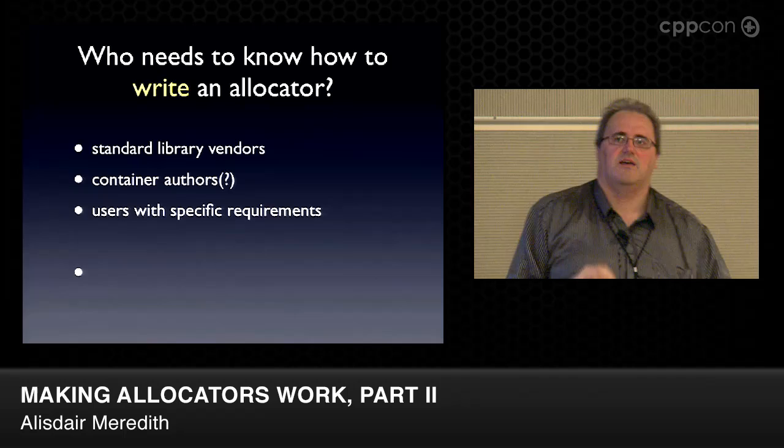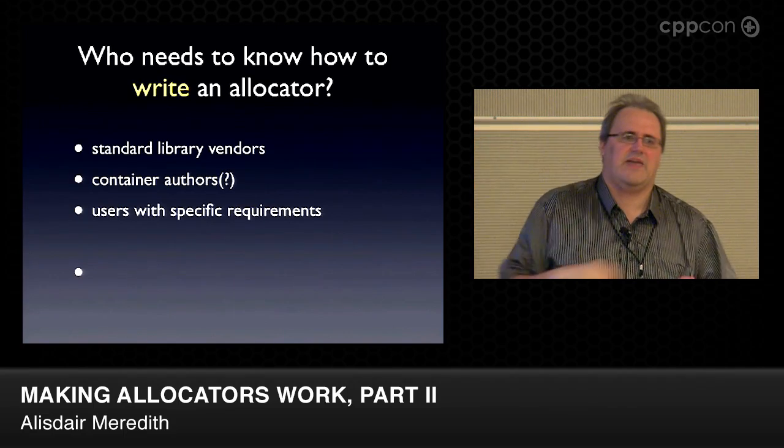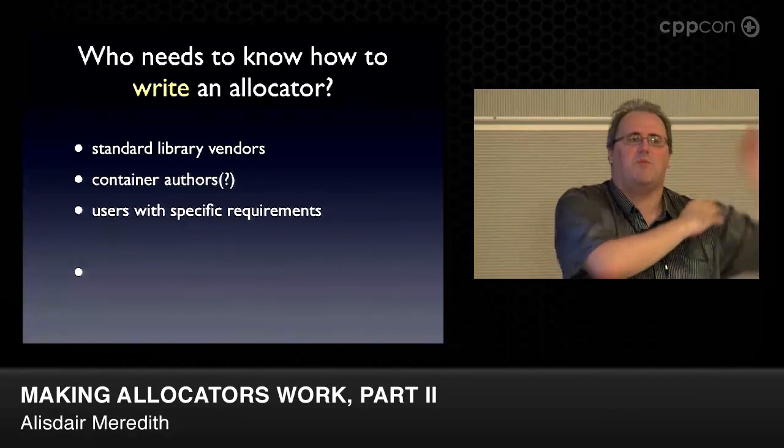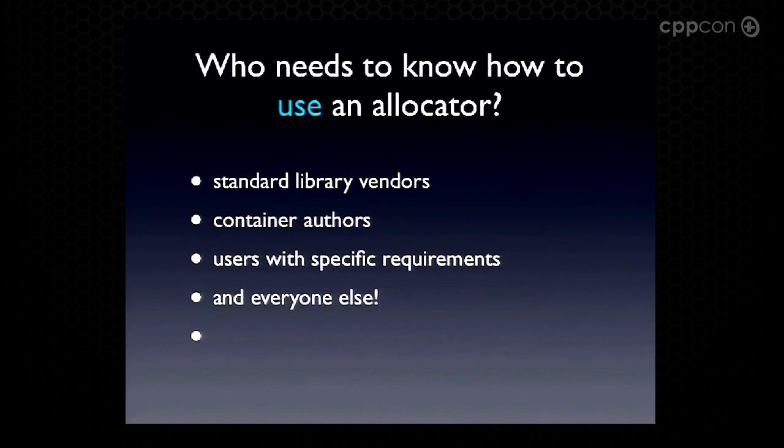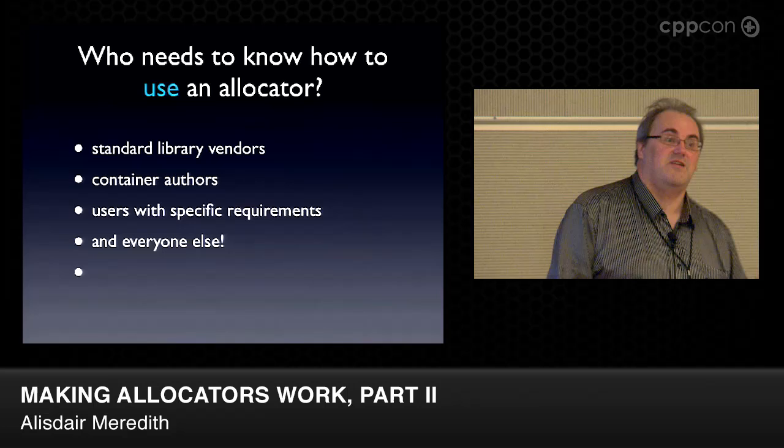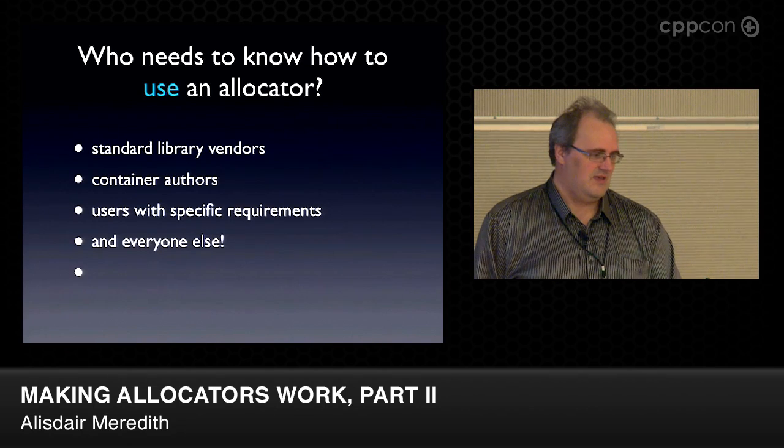But as a container user, you want to have an idea of what the allocator folks might come up with, even though you know it's coming through the traits interface. Who needs to know how to use an allocator? I'm going to argue pretty much everyone else. They're very useful things when you have them available.